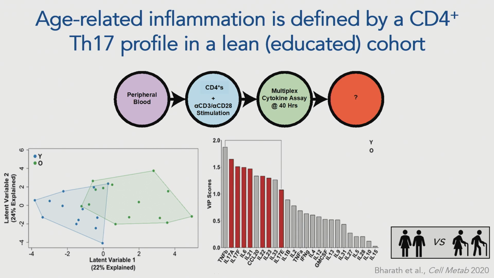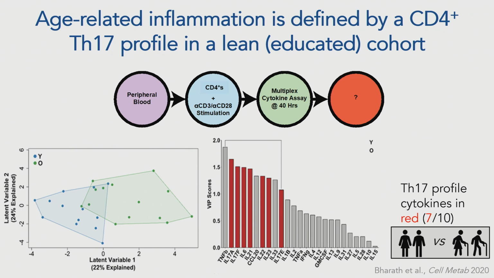And if we again look at our model and ask what are the most important cytokines for differentiating this age-related inflammation or inflammaging, you can see here highlighted in red that the vast majority of those cytokines that we measured were either the stereotypic Th17 cytokines, Th17s being a subset of CD4s, and those included things like IL-17A and IL-17F, or Th17 supportive cytokines like IL-6. So we defined inflammaging in this faculty cohort as a Th17 profile.